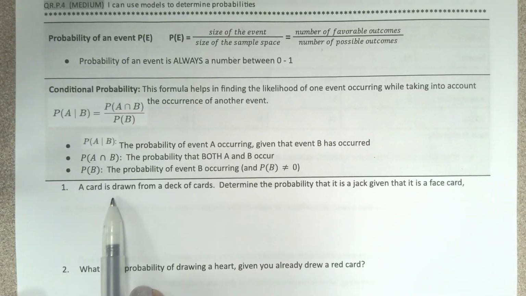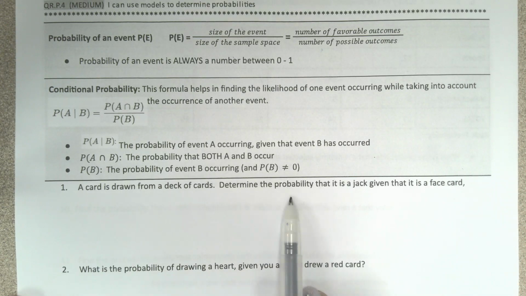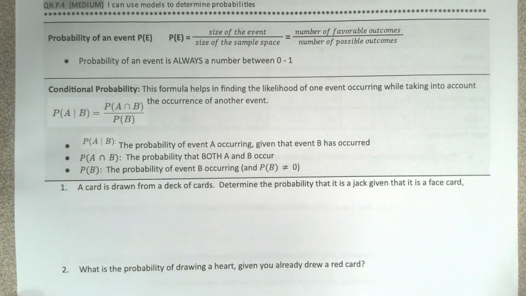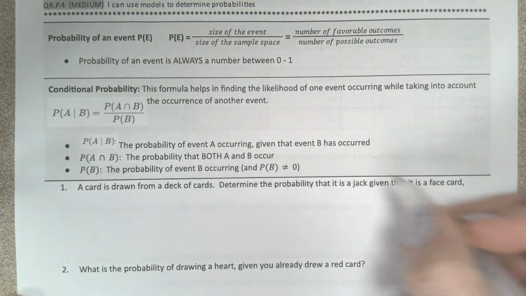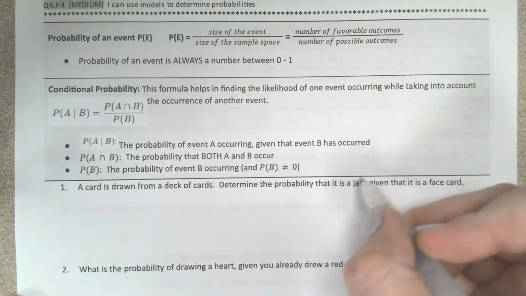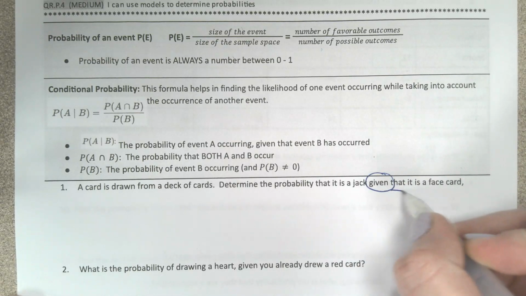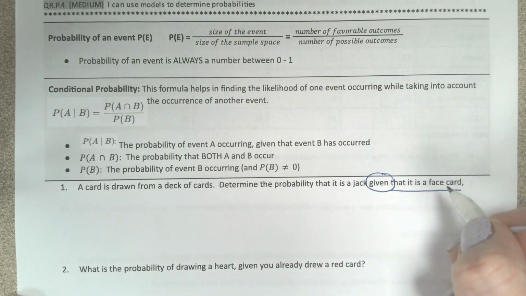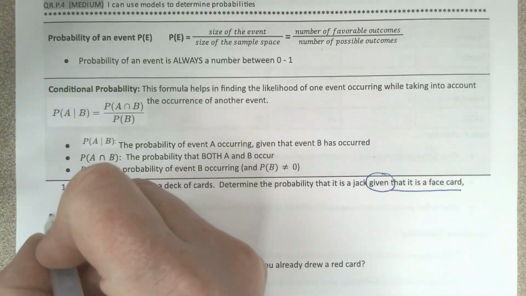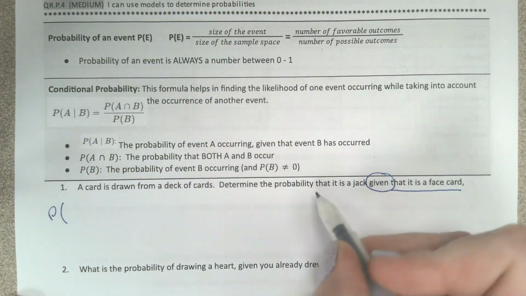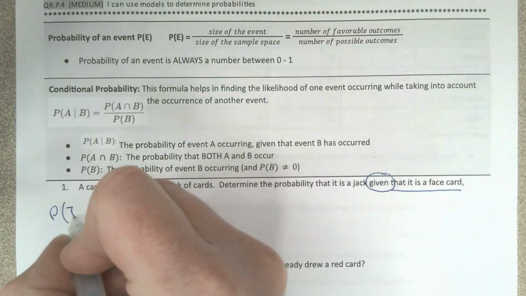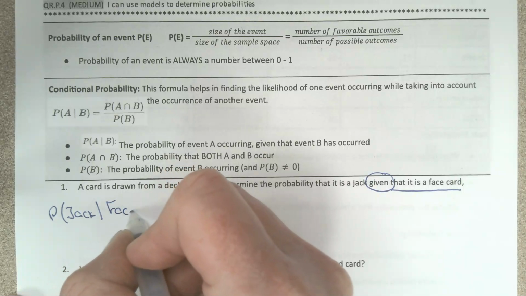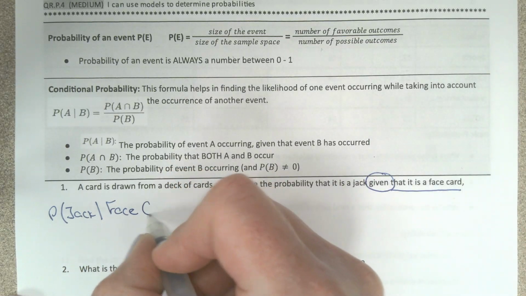A card is drawn from a deck of cards. Determine the probability that it is a jack given it is a face card. So when you see the word given, that it is a face card, that is going to restrict it. So we want the probability that you draw a jack given you've already drawn a face card.